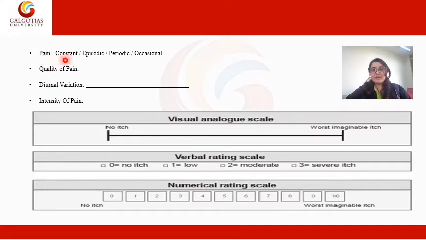So next we have what kind of pain it is. Is it a constant pain that is continuous throughout the day, or episodic, periodic, or occasional, happens sometimes?